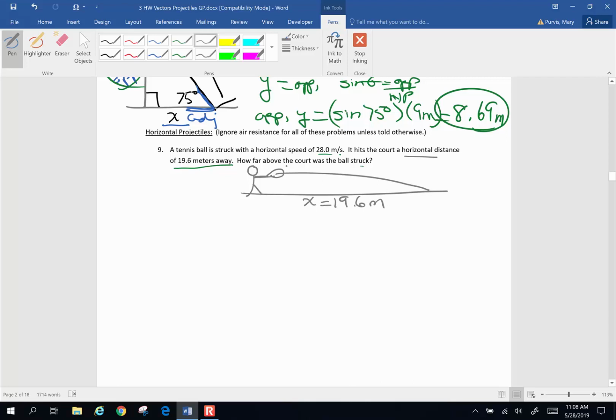We want to know how far above the court was the ball struck. So what we're looking for is y. That is our unknown right there. We have motion in 2 dimensions. If you have motion in 2 dimensions, what you have to do is have 2 columns of data. So in my vertical direction, what do I know? Well, I know that it went a vertical displacement of 19.6 meters. I know that it had a horizontal velocity of 28 meters per second. And that's all I know in the vertical direction.